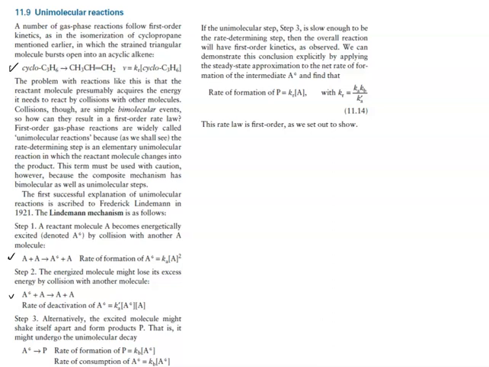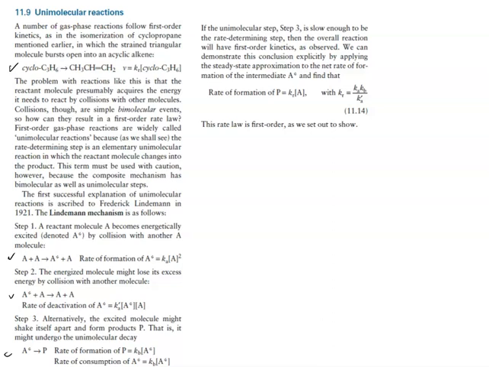In step 3, alternatively, the excited molecule might shake itself apart and form product P. That is, it might undergo unimolecular decay. And in this case, excited A will transition to P, where the formation of P equals k_b times the concentration of excited A, or the rate of consumption of excited A equals k_b times the concentration of excited A.